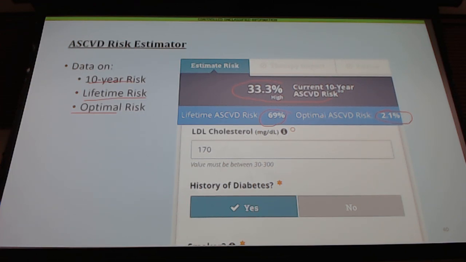Because that difference between 33.3% and 2.1% is significant. And that's where your conversation is: by doing these things, I can drop your risk of having a heart attack, having a stroke by 29%. So imagine a 1 in 3 chance in the next 10 years you're going to have a heart attack or a stroke that could either kill you or significantly disable you. Do you want to live like that? And that's your conversation with your patient.